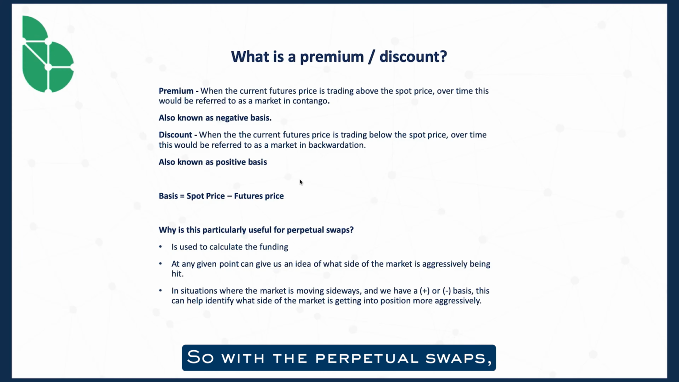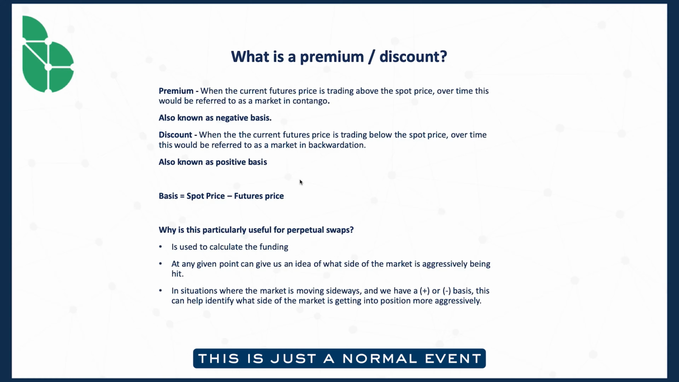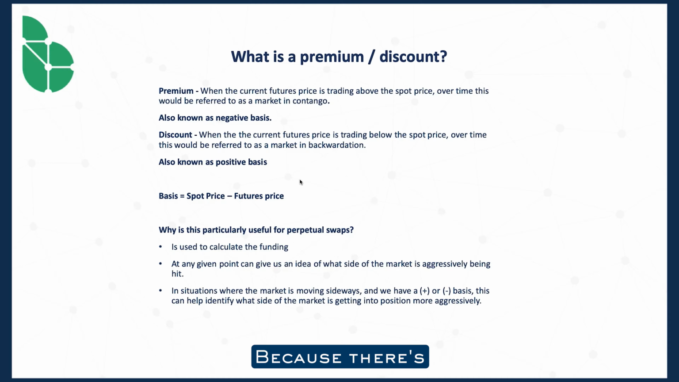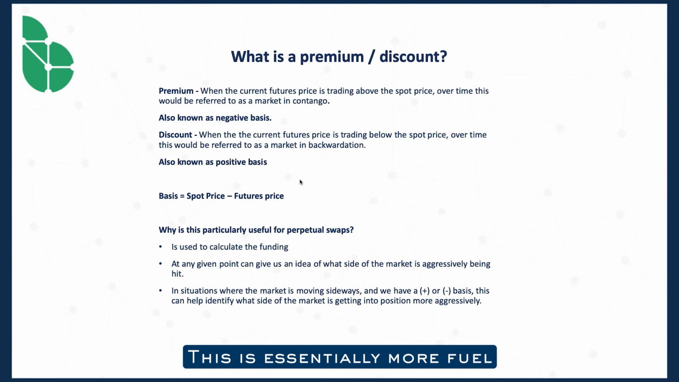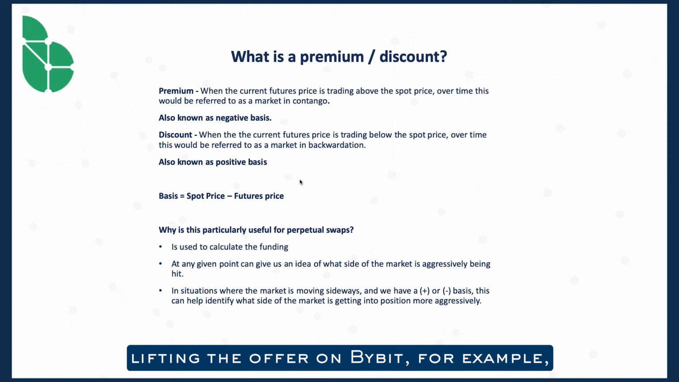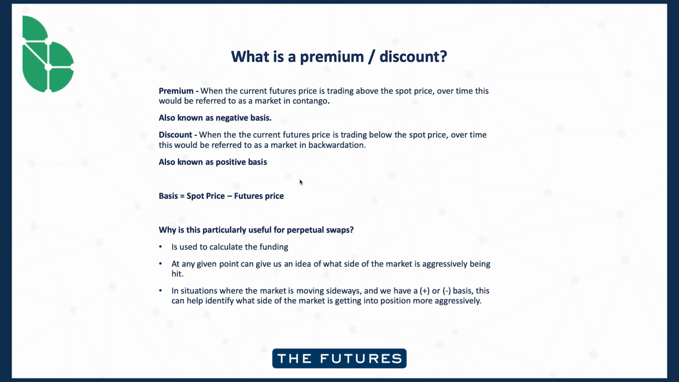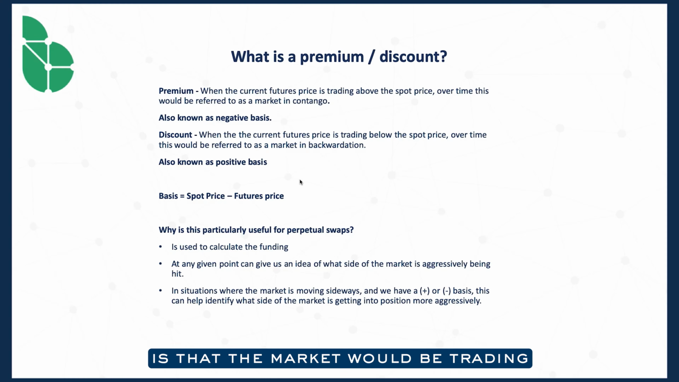With the perpetual swaps, this is just a normal event on the exchange, right? Because there's a large amount of leverage used on exchanges like Bybit and BitMEX. This is essentially more fuel for any fire. When traders are aggressively lifting the offer on Bybit, for example, the perp price will be above the spot price, because there's essentially more buying power on the futures exchange. The same can be said when the market is selling off. On the futures exchange, the market will be trading at a discount with respect to the spot exchange. So the futures price will fall below the spot price.